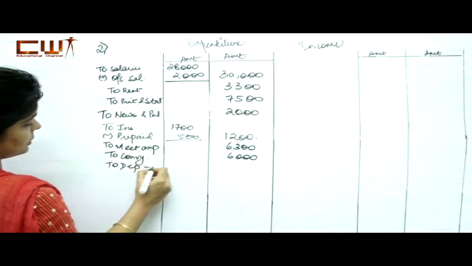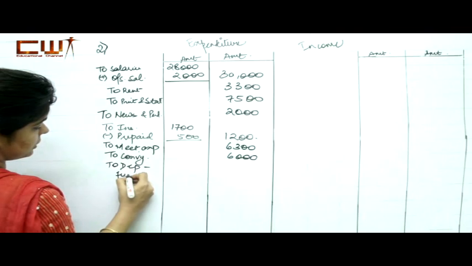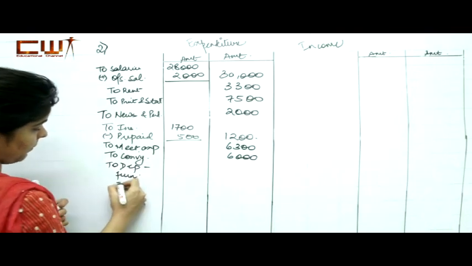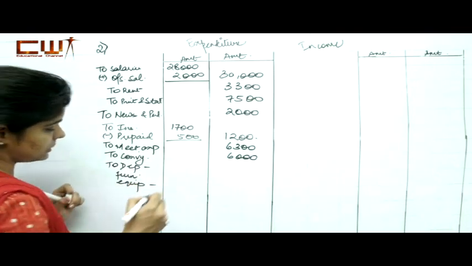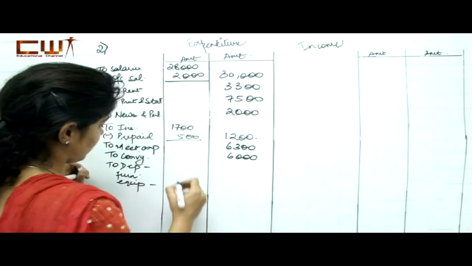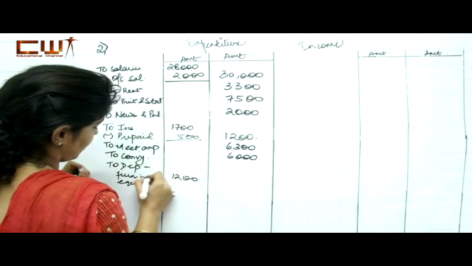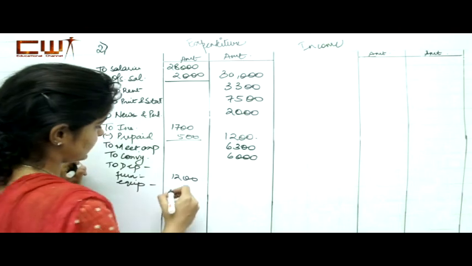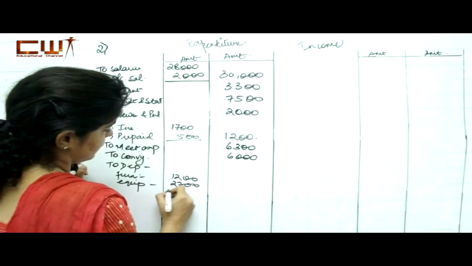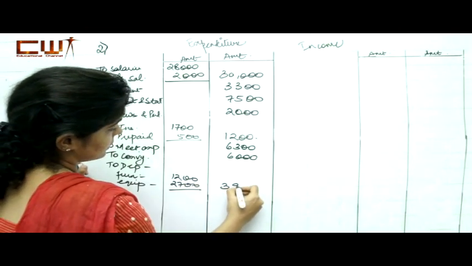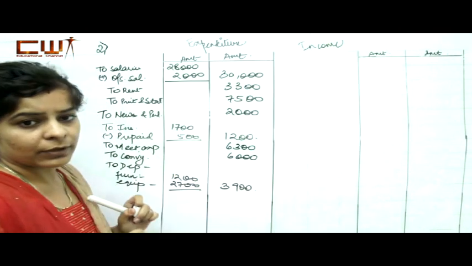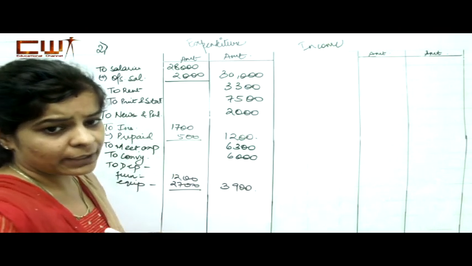To depreciation, how much is furniture? And how much is equipment? You see in the question. Furniture is 1,200, right? And equipment is 2,700. Right? Total is how much? 3,900. Right? Next is restaurant expenses.